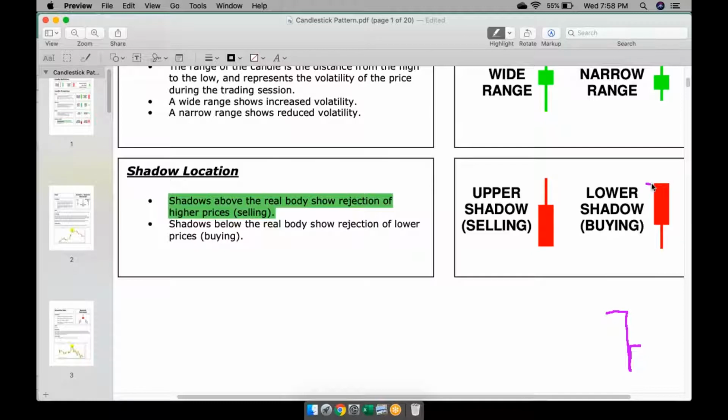Market opened completely, it came down, and the lower level buying came and closed here. Market opened, went high, but price rejection came on the top, and again completely came down and closed. Here price rejection is at the bottom, that means buying. Price rejection is at the top, that means selling. Are we clear?